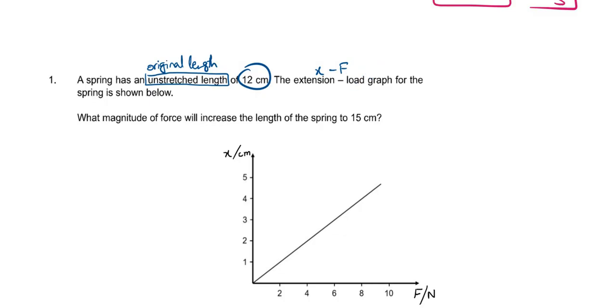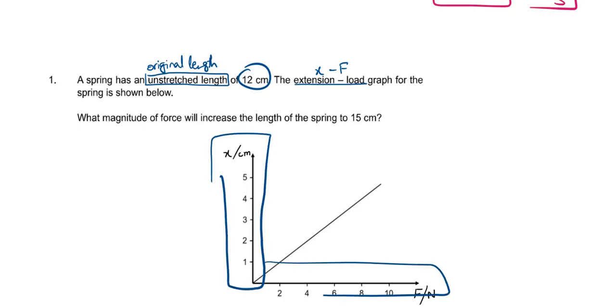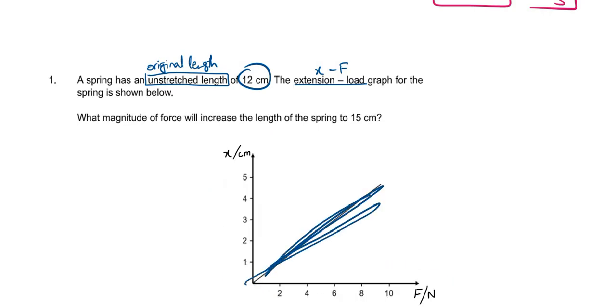So extension load graph का मतलब extension is on y-axis, load is on x-axis, और ये इधर given है extension on y-axis, load on x-axis, and the extension load graph for a spring is shown below. What magnitude of force, that means what value of force, will increase the length of the spring to 15 centimeters.